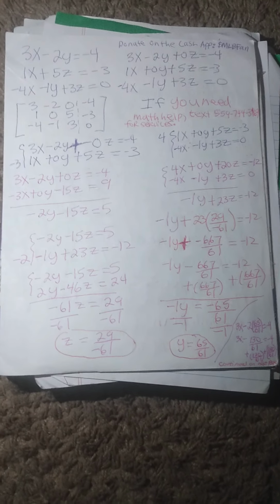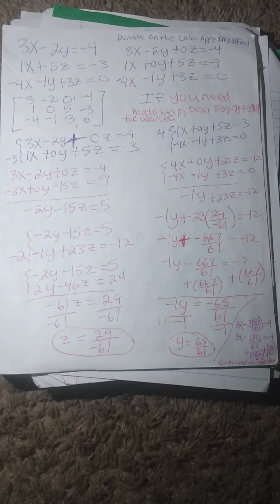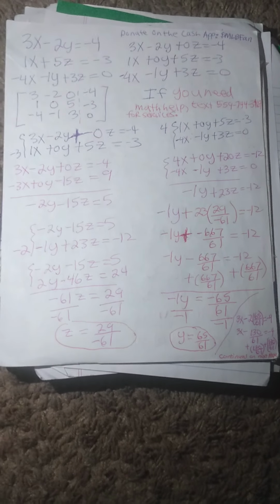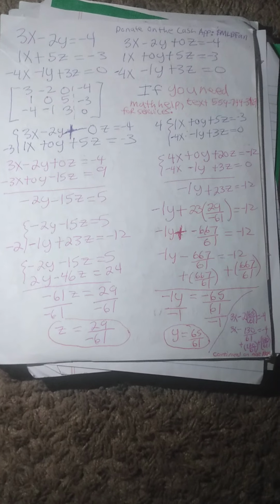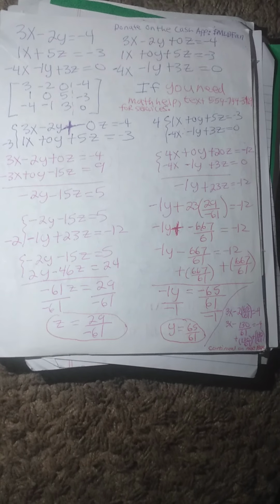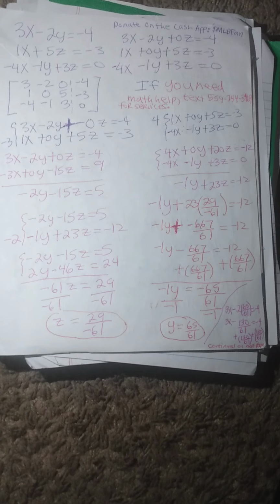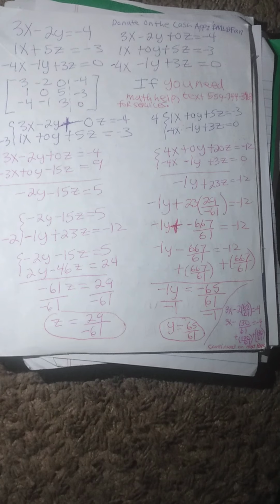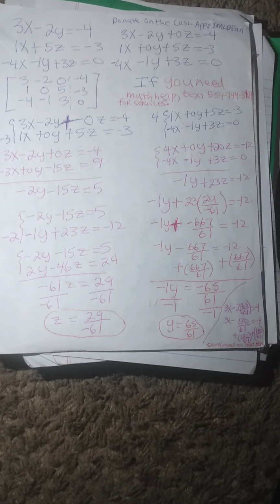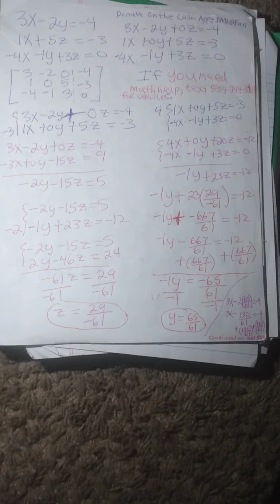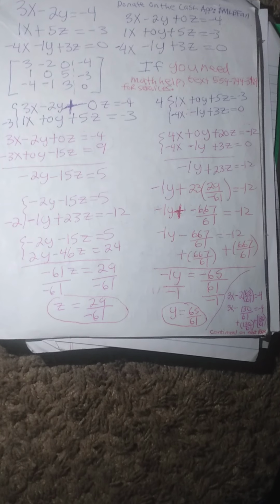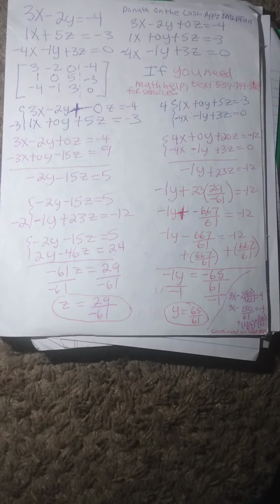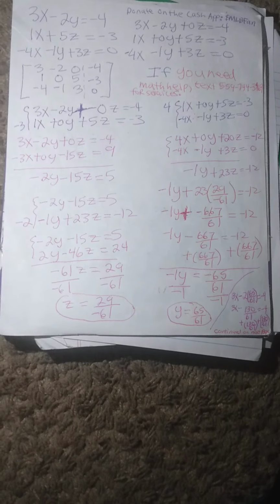Good morning, class. Today we are going to learn about linear systems of equations and augmented matrices. Here we see 3x minus 2y is equal to negative 4. There is no z in row 1. In row 2, we have 1x plus 5z is equal to negative 3, and no y in row 2. And we have negative 4x minus 1y plus 3z is equal to 0 in row 3.